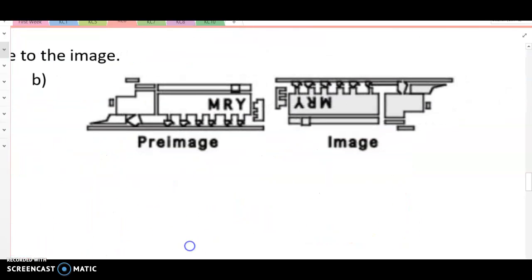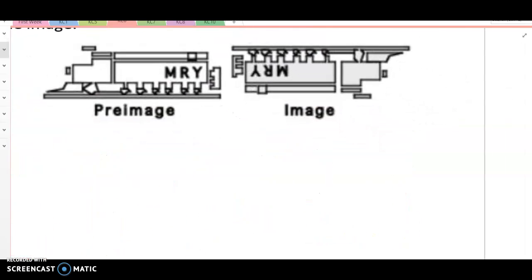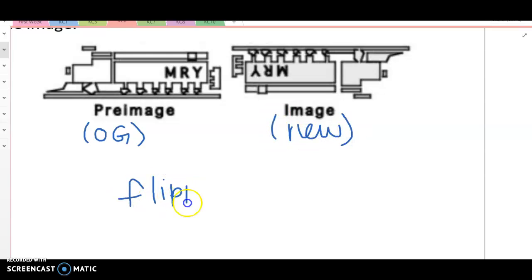Okay, and then this next one, we have the pre-image and the image. So remember, the pre-image, that's the original, and the image is the new. So we can see that it was flipped, right? It started facing this way and then it got flipped upside down. So that is a reflection.